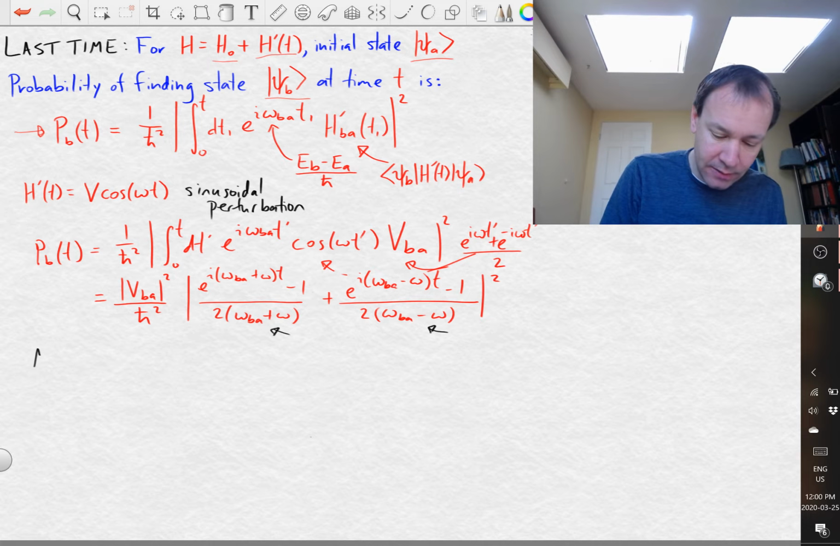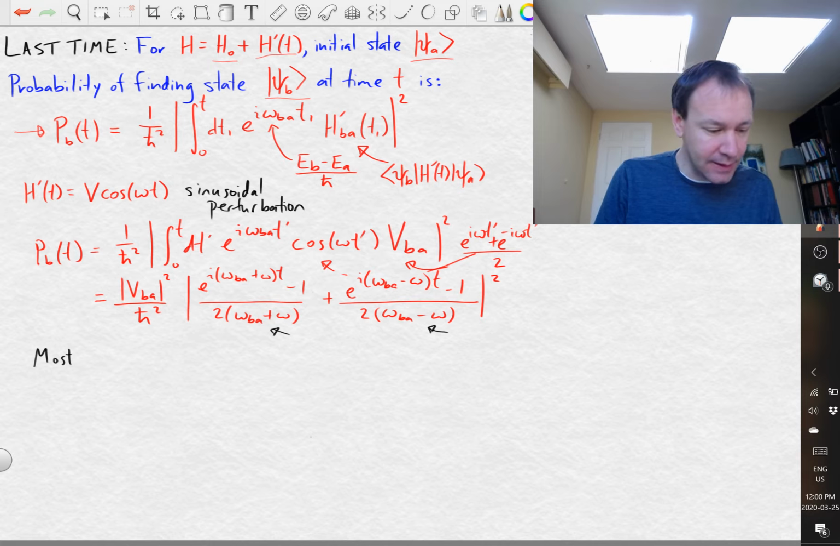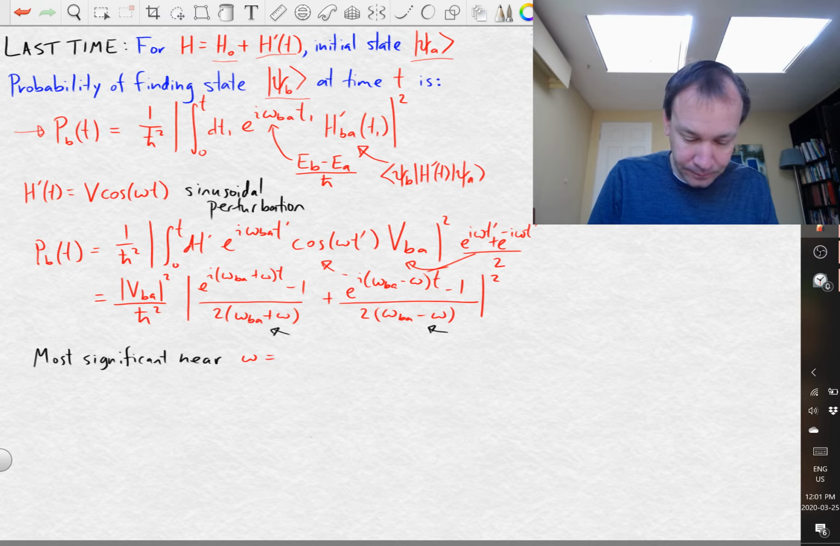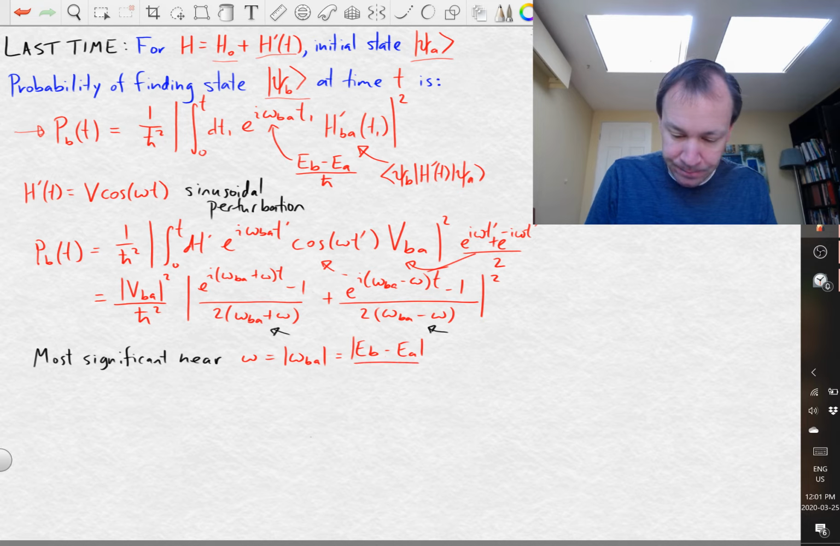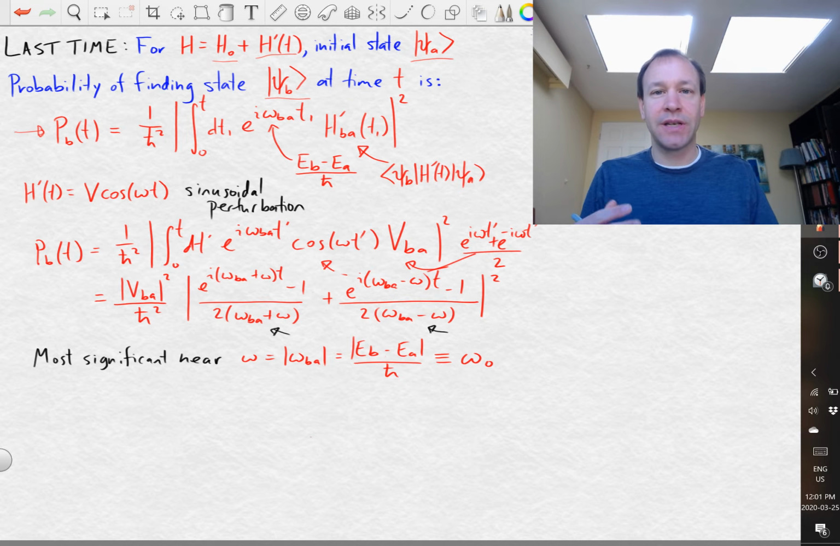Okay, so let's write that down. So this thing in the absolute value is most significant near omega equals the absolute value of omega BA, which is equal to the absolute value of E_B minus E_A over h bar. Okay. And just to make the notation a little bit simpler, I am going to call that omega 0.